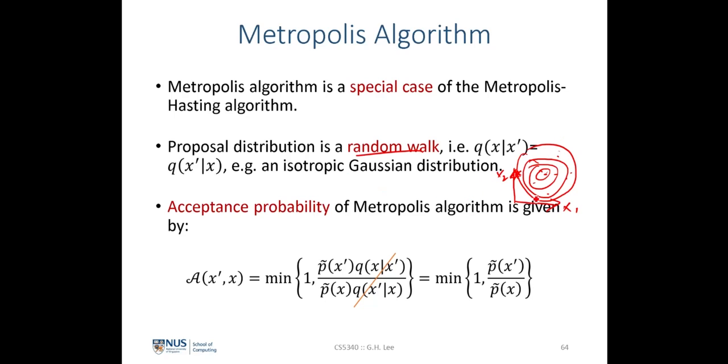We are walking randomly in the state space. As a result, the acceptance probability of the Metropolis-Hastings algorithm is now given by this equation over here. Since we say that the proposal distribution is symmetrical, the numerator term and the denominator term cancel off, and we end up with the acceptance condition being the min of 1 and p tilde of x prime divided by p tilde of x.